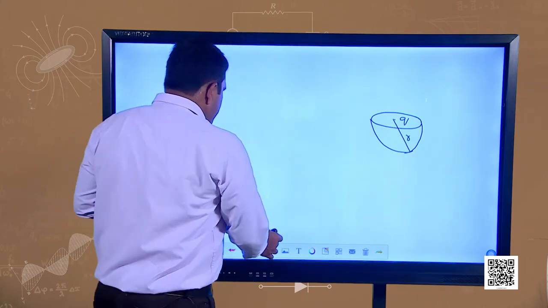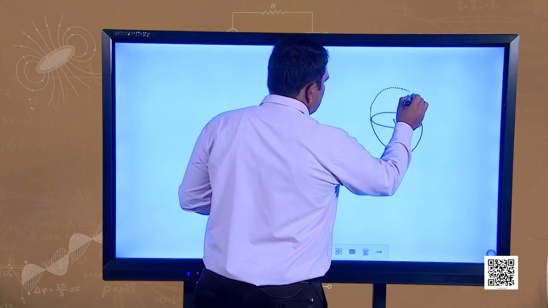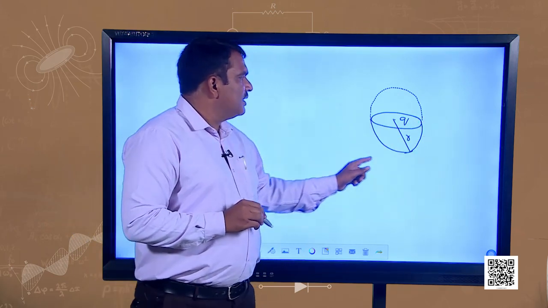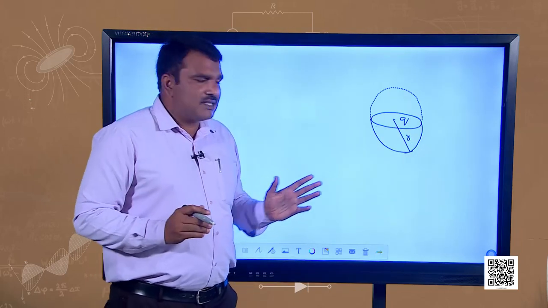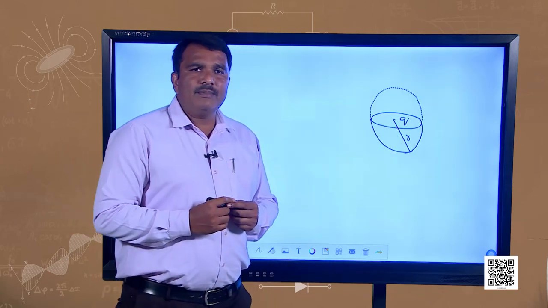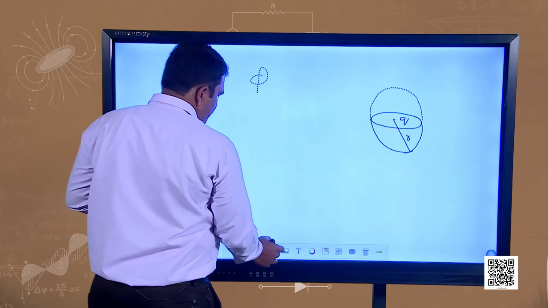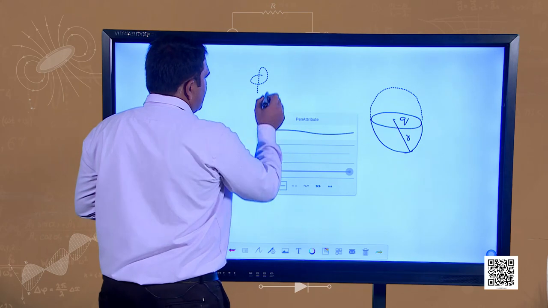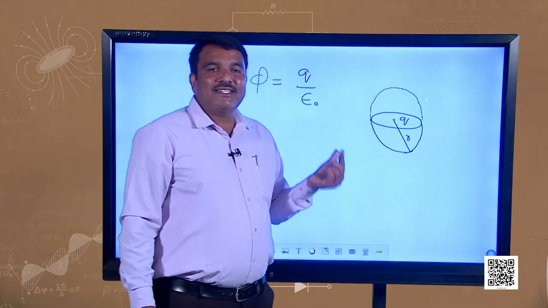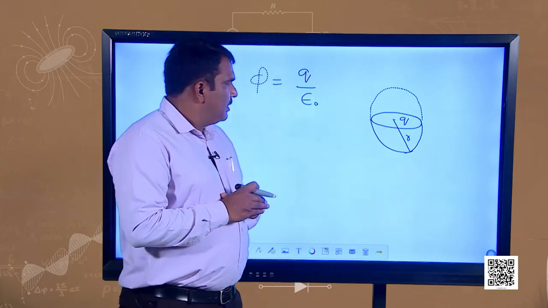Now, we can imagine another hemispherical ball placed over it in such a way that this charge Q comes in the center of the hemisphere. Now, we can place another hemispherical ball over it so that this charge Q comes in the center of a sphere. And from Gauss's law, we know that flux passing through a sphere is equal to the amount of charge enclosed divided by epsilon naught. So, this is the flux passing through the total sphere, the whole sphere. So, the flux passing through the hemispherical ball will be equal to half of this.